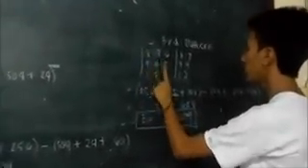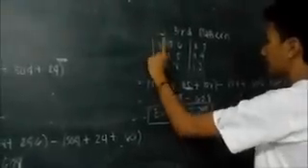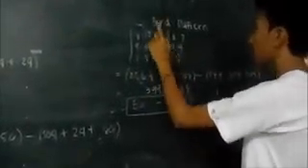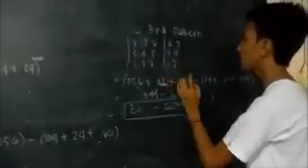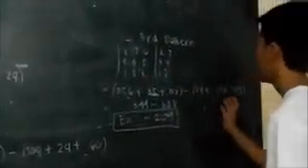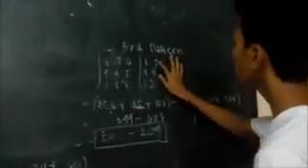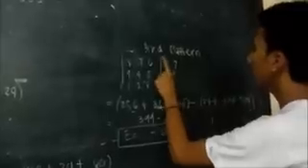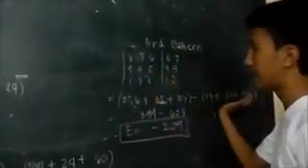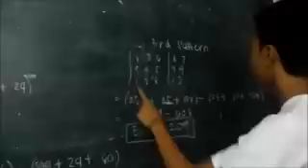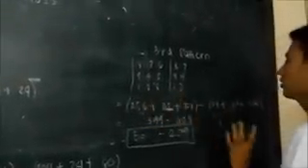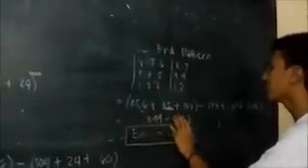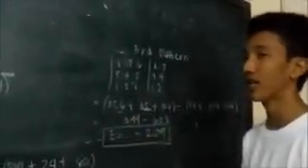8 times 4 times 8 is equal to 256. 7 times 5 times 1 is equal to 35. Plus 6 times 9 times 2 is equal to 108. And 7 times 9 times 8 is equal to 504. 8 times 5 times 2 is equal to 80. 6 times 4 times 1 is equal to 24. We will subtract the sums of both sides. 399 minus 608 is equal to negative 209.